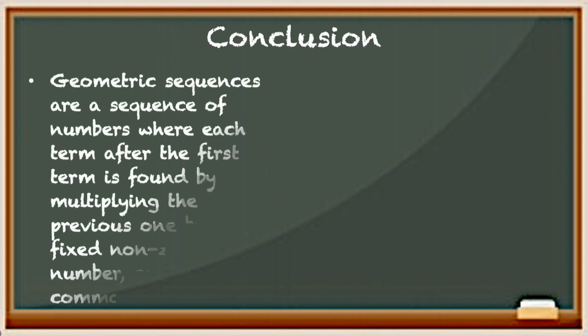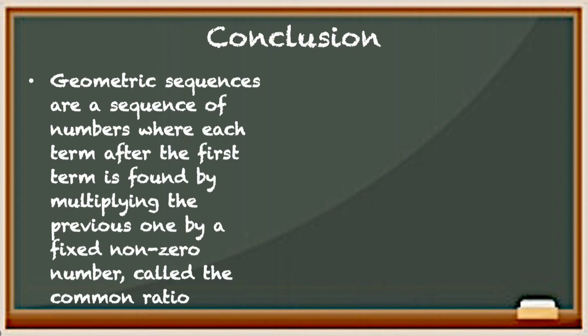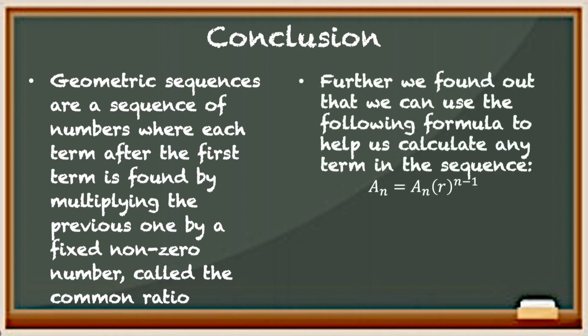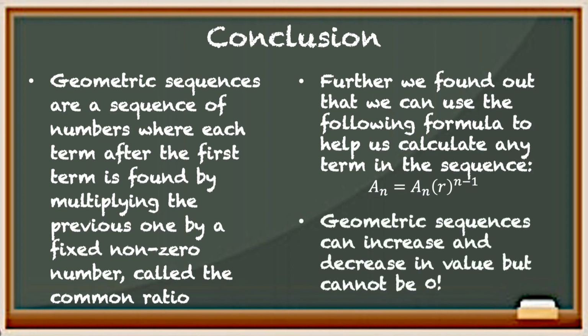Overall, a geometric sequence is a sequence of numbers where each term after the first term is found by multiplying the previous one by a fixed non-zero number called a common ratio. Further, we found out that we can use the following formula to help us calculate any term in the sequence. And lastly, we found out that geometric sequences can increase and decrease in value, but cannot be 0.